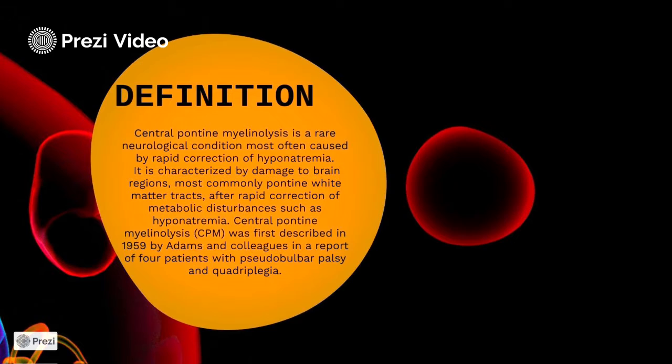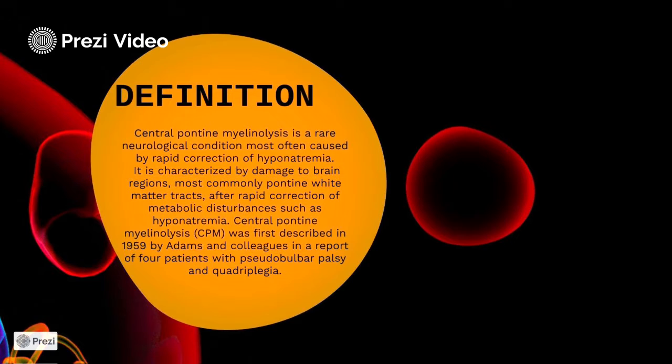Central pontine myelinolysis is a rare neurologic condition, most often occurring with rapid correction of hyponatremia. It is characterized by damage to brain regions, most commonly after rapid correction of metabolic dysfunction such as hyponatremia.